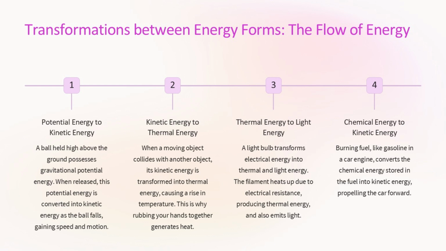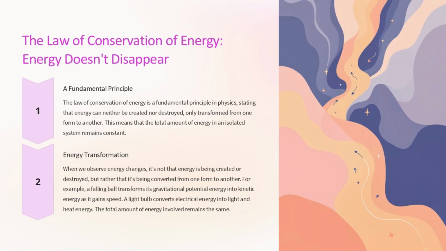We'll then look at how thermal energy can be converted into light energy, as illustrated by a light bulb. Finally, we'll see how chemical energy stored in fuels can be transformed into kinetic energy, powering the motion of a car. These examples highlight the versatility and interconnectedness of different energy forms and how they can be transformed to perform useful work.